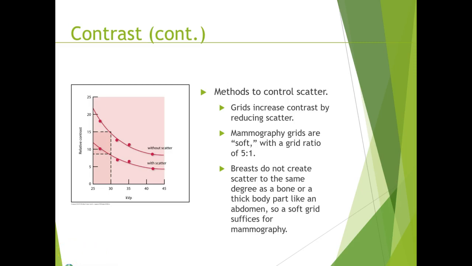So the method to control scatter, as in any other X-ray unit, is the use of grids. They increase contrast by reducing the scatter, the unwanted X-rays. And the mammography grids are soft. They're like a pliable grid with a grid ratio of 5:1. Breasts do not create scatter to the same degree as a bone or a thick body part like your abdomen or pelvis, so a soft grid suffices for mammography.